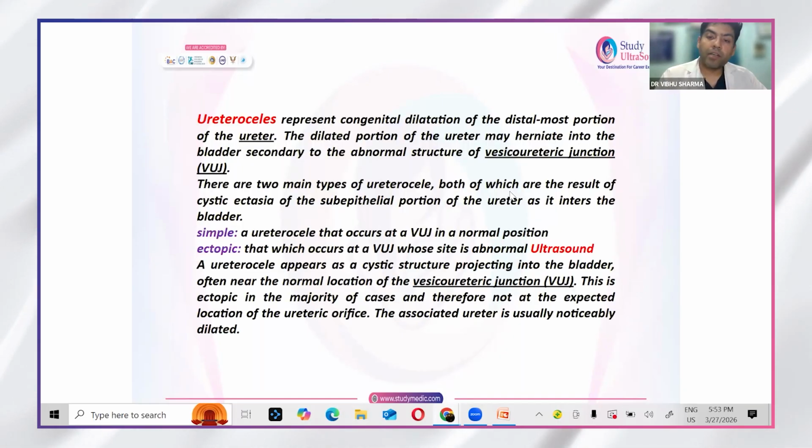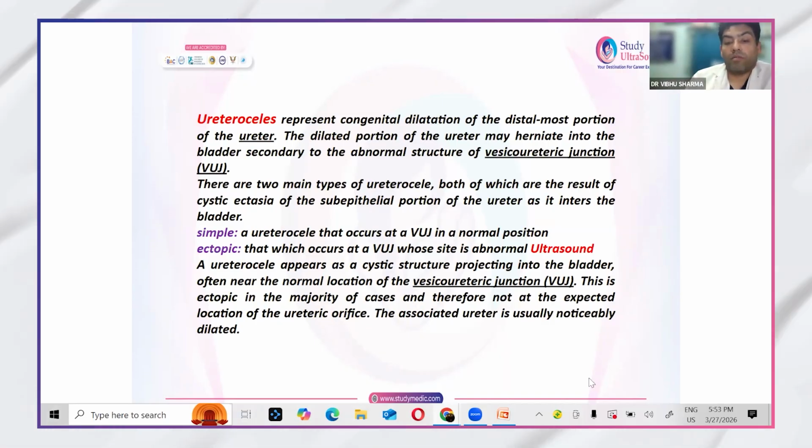Ureteroceles are congenital dilatation of the distalmost portion of the ureter. So the ureter tries to herniate into the bladder through the VU junction, and there are two main types of ureterocele, which both result from cystic ectasia of the subepithelial portion of the ureter as it enters the bladder. Simple or ectopic: the ureterocele that occurs at a VUJ is simple, whereas one that occurs at another site is ectopic.